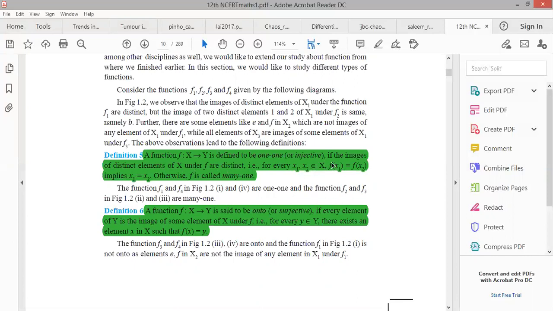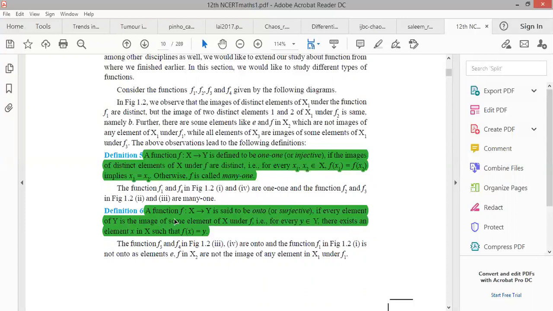That means two distinct range elements correspond to two distinct domain elements. Or we can say, if the range elements are same, that implies the domain elements are same. Otherwise, this is not one-one. We will be illustrating this with the help of examples.